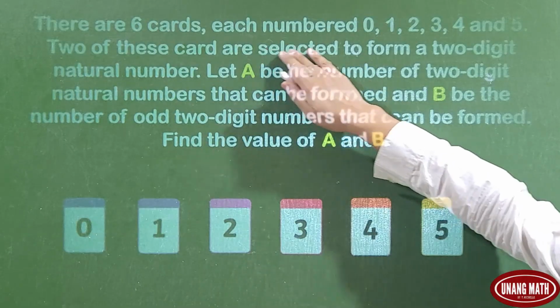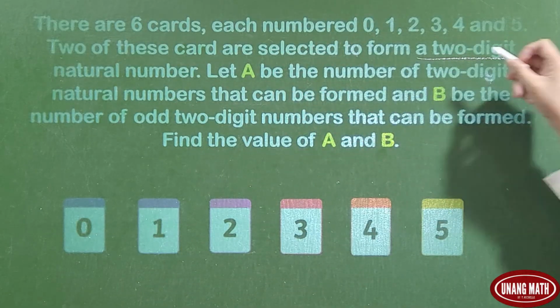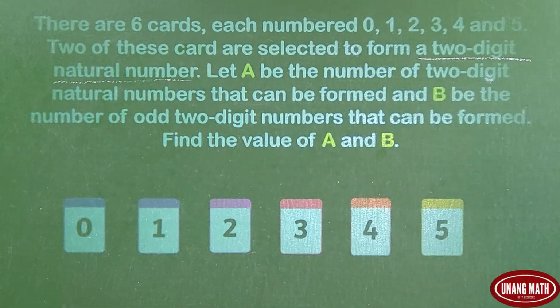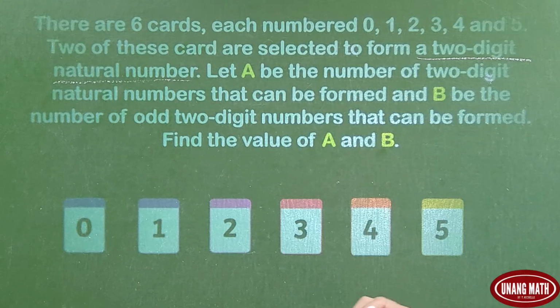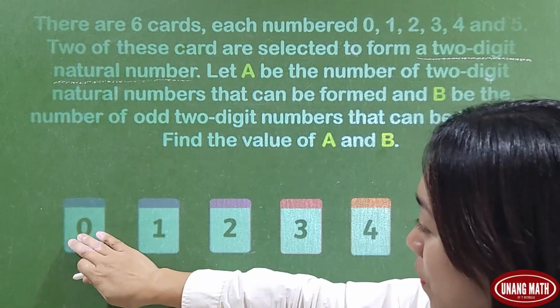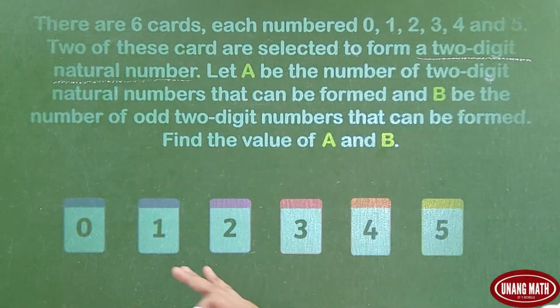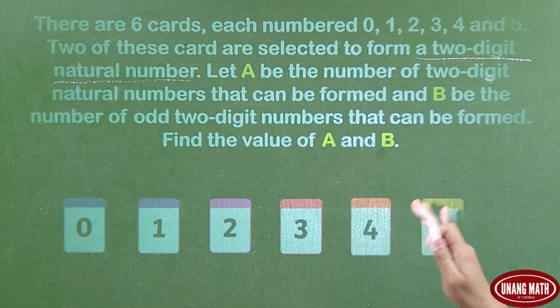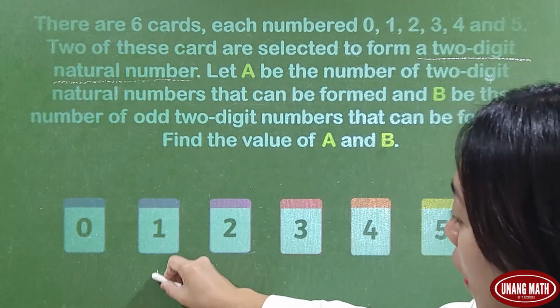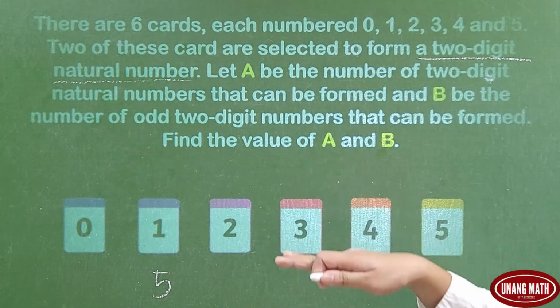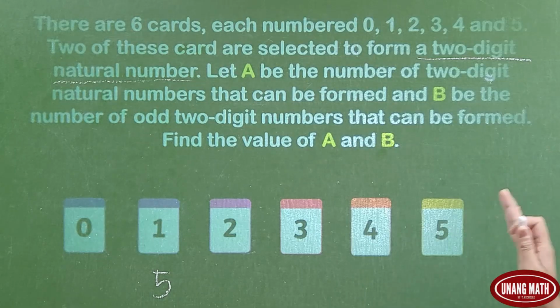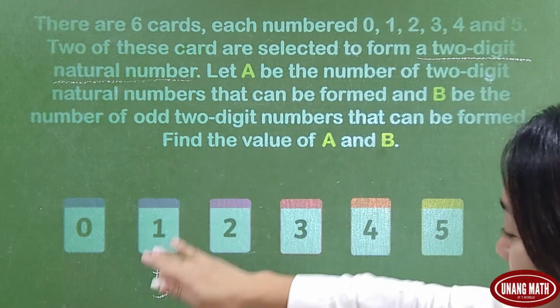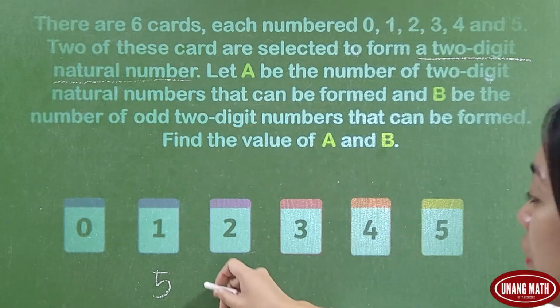According to the second sentence, A is the number of two-digit natural numbers. We have here 6 number cards, including 0. We already know that if it's a two-digit natural number, we cannot use 0 in the tens place. So we can only use 1, 2, 3, 4, or 5. So 5 number cards in the tens place. What about in the ones place? We can use all these 6 cards. But since we already used 1 card in the tens place, so minus 1, so it's 5.